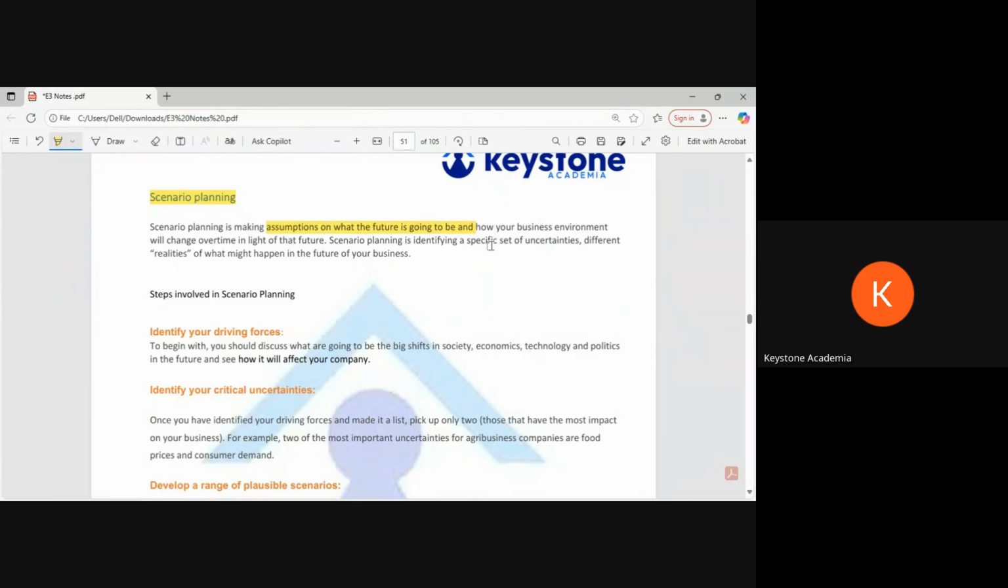Scenario planning is identifying a specific set of uncertainties, different realities of what might happen in the future for a business. Or technically, it is what-if analysis. Why is it called what-if analysis? Because we are considering two to three major scenarios.